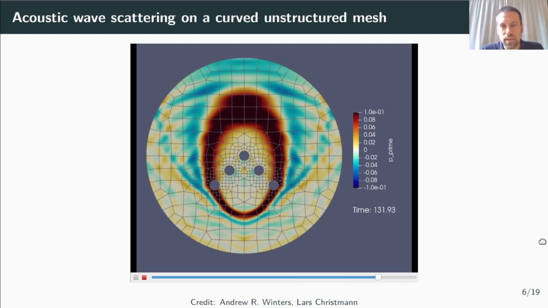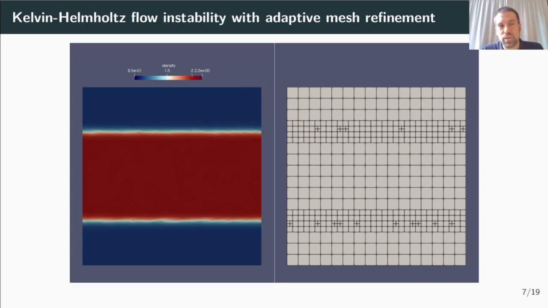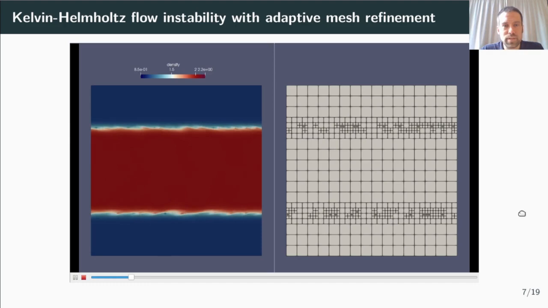The second example is a simulation for a Kelvin-Helmholtz flow instability. This is also a classic fluid dynamics example. You have these little vortices forming up here.